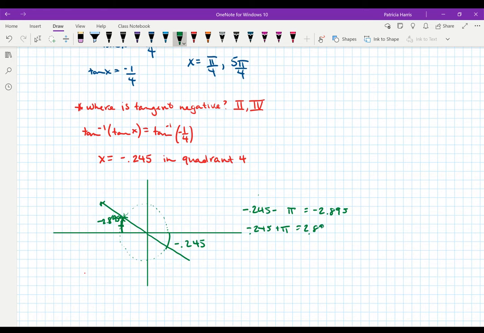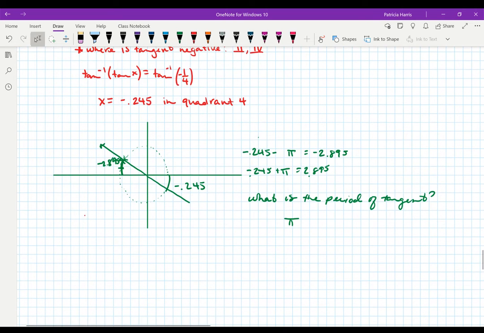And get a positive 2.895. Now wait a second, let's think about this. I just got a positive and a negative of the same answer? How could that be? Well, what's the period of tangent? Period of tangent is pi. So everything is going to happen every pi.